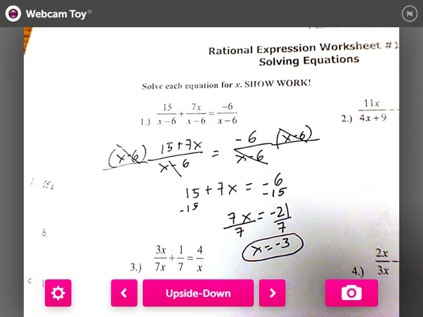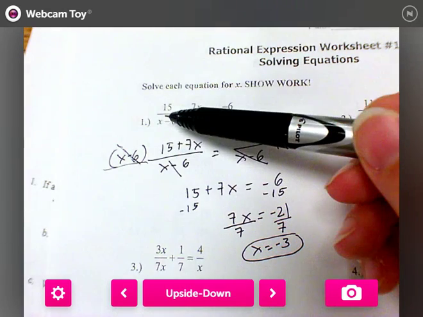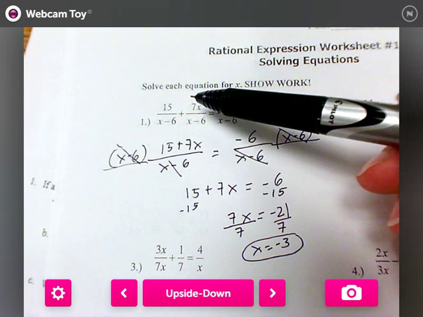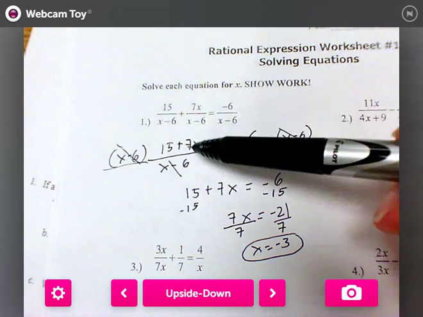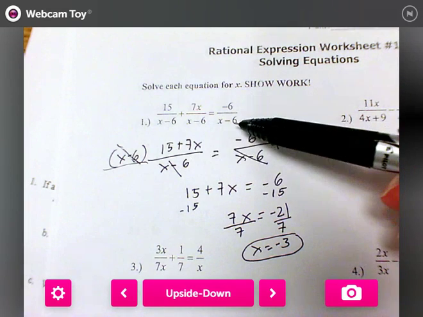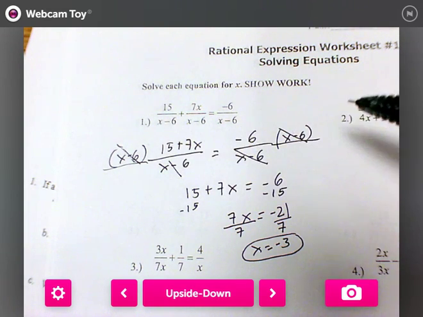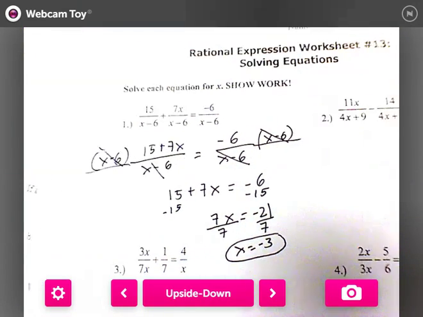Okay? So let's go over the steps that we did. First, we saw that the x minus 6 was the same for when we're adding, so we combined these two into one fraction. Then I saw that I had an x minus 6 on the bottom, and I needed to get rid of it. All right, let's try the next one.